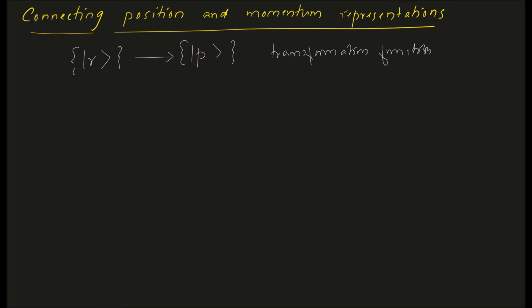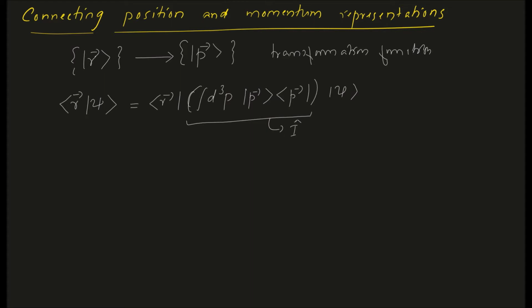So let's take the inner product of this state vector psi in the position basis. What we are going to do is introduce an identity operator just before this psi ket. So this will be an integral d cube p, ket p bra p. So this is an identity operator in momentum space.